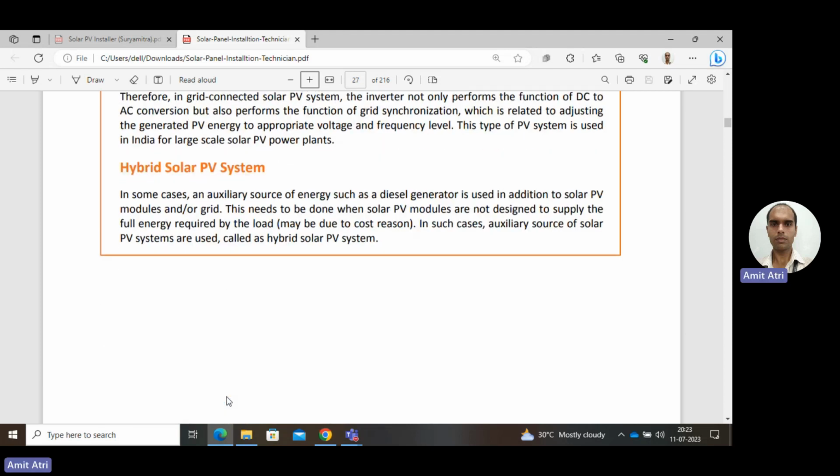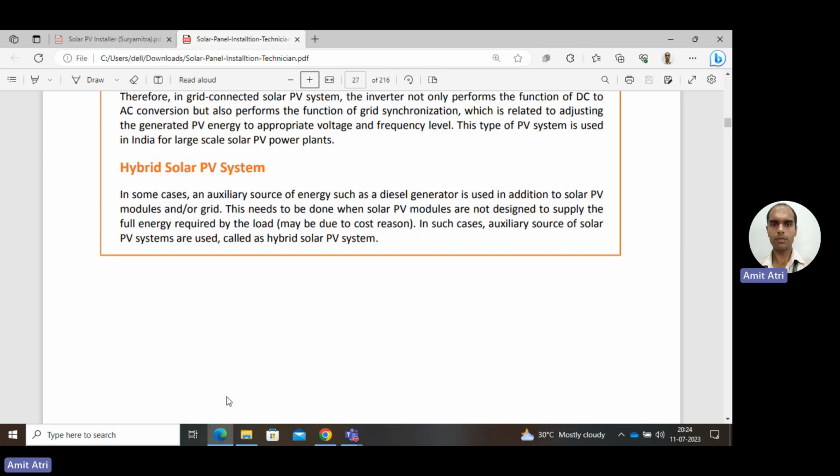Next is the hybrid solar PV system. Let us say that we want to generate a good amount of energy, but our solar PV system does not have that much capacity, that much power level, to generate the whole of the electricity which is needed. So in that case, some other sources of generation are also used. Very common is the diesel generator.